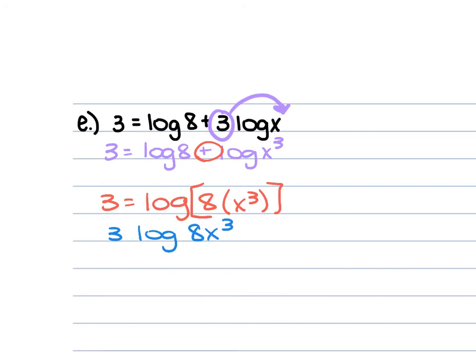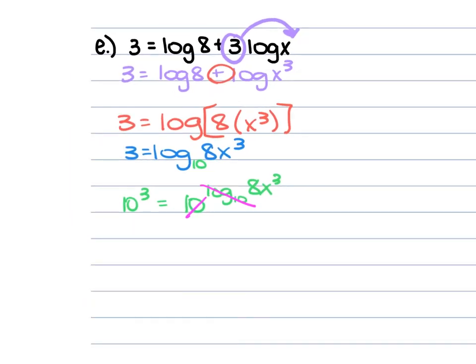Now, we can go ahead and rewrite this. The base on the log is a 10. So this would be 10 to the 3rd power is equal to 10 to the power of log 10 of 8x cubed. So the 10 and the log 10 cancel. So we're left with 10 cubed, which is 1,000, is equal to 8x cubed.